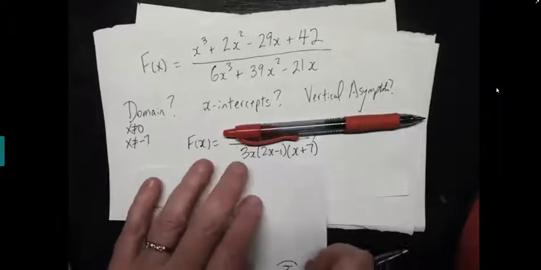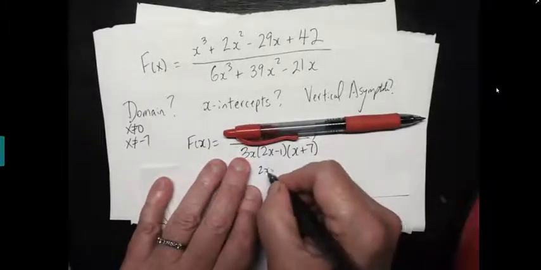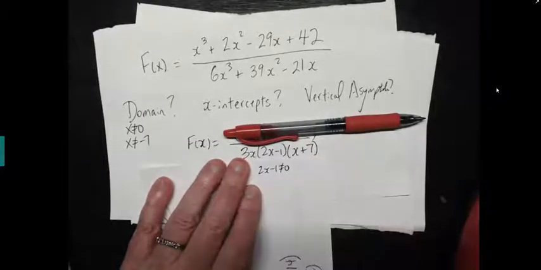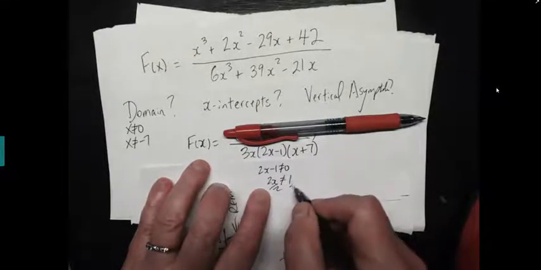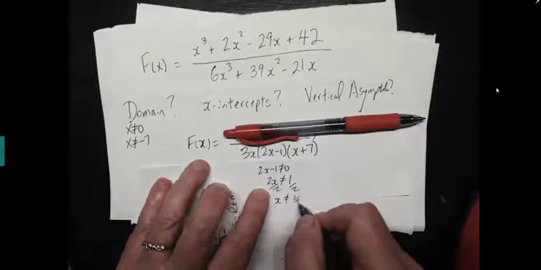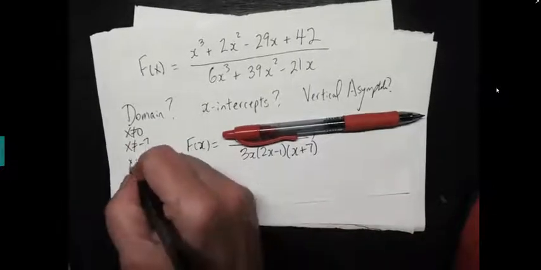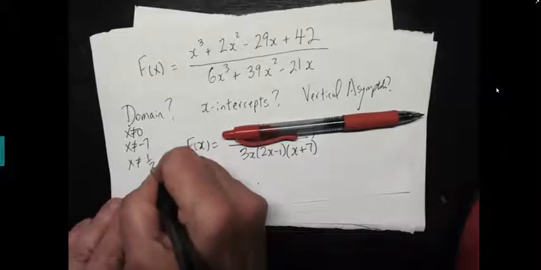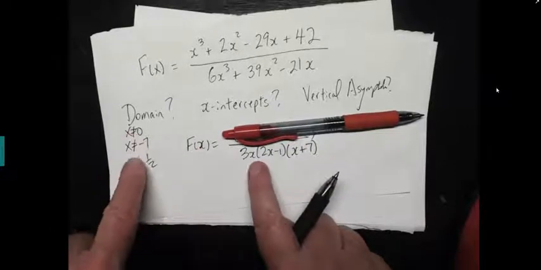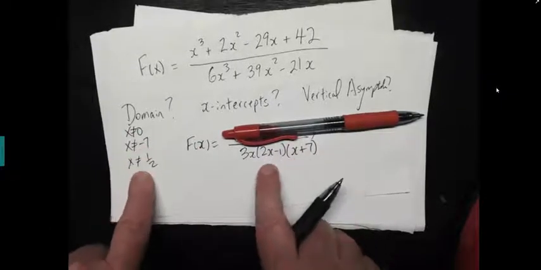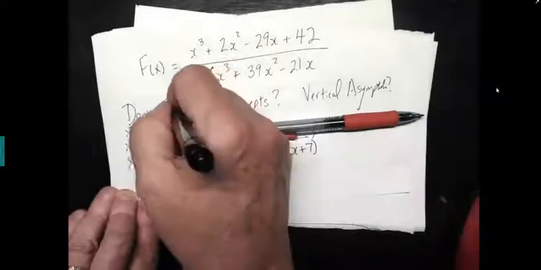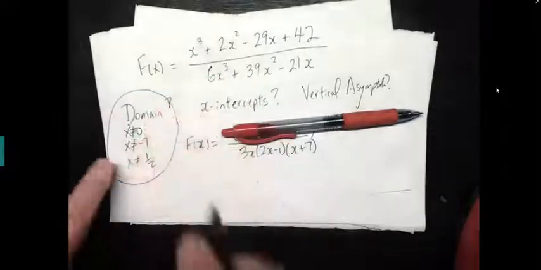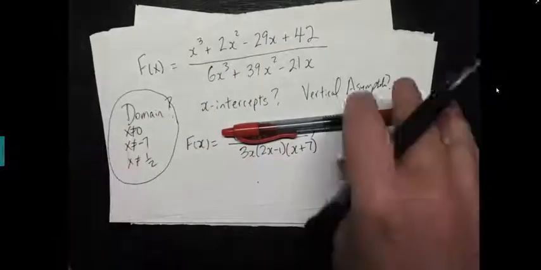To see that, if you didn't see it straight off, well, you're not allowed to have that equal to 0, so add 1 to both sides and divide both sides by 2. So x is not allowed to be a half. So if x is 0, if x is negative 7, or if x is a half, it'll make the denominator 0, and that's not allowed. So what x values are allowed? Everything except those. That's my domain.